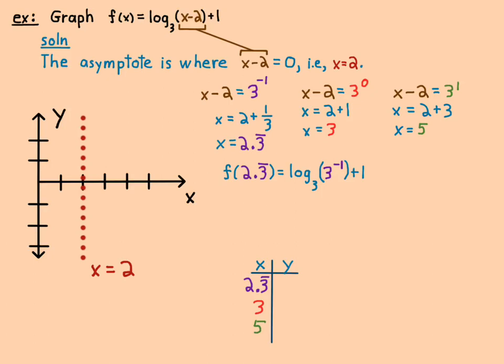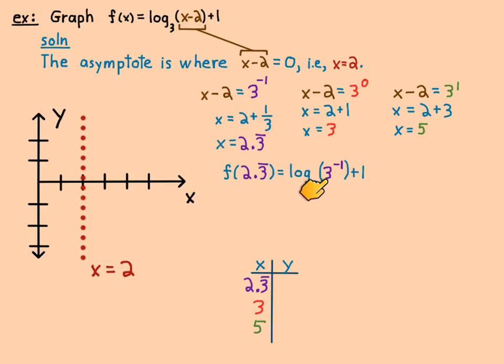Right here, right? So I'm taking x minus 2. So I'm just going back to here. So that's why I know it's that right away. Plus 1. So I'm just plugging this in here. You can compute it if you want. 2 1/3 minus 2 is 1/3, which is 3 to the minus 1.